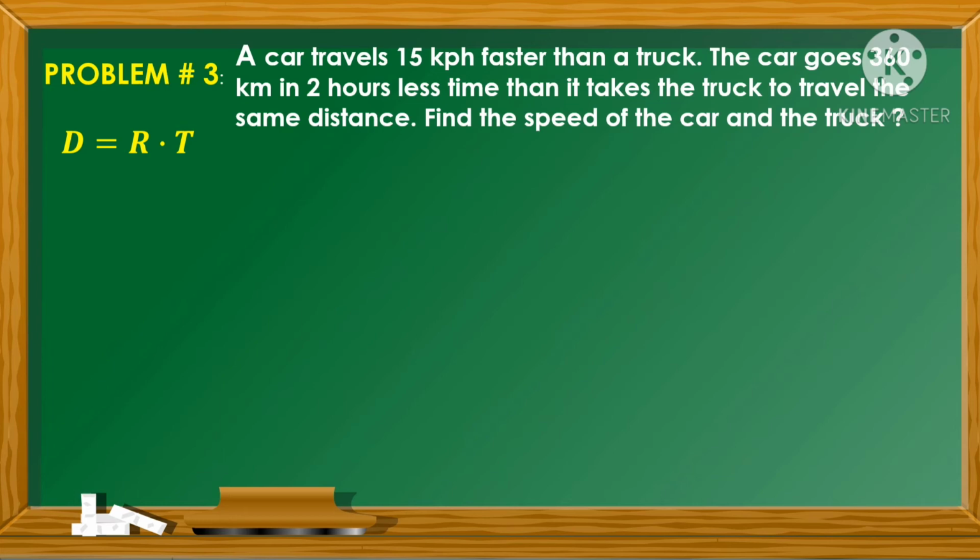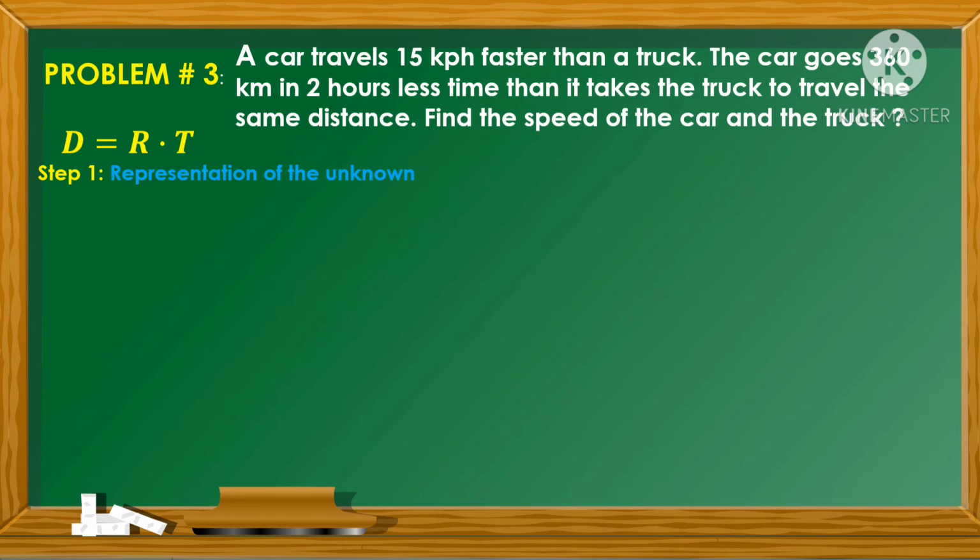Yung R is the rate, bilis. Yung T is the time. So, pag sinabi natin time, hindi lamang yun yung 7 hours. It could be days, months, and so on. Okay? So, let us make a representation. Okay? So, sabi dito sa first sentence, a car travels 15 km per hour faster than a truck. So, ibig sabihin, inilalarawan yung bilis ni car base doon sa bilis ng truck.